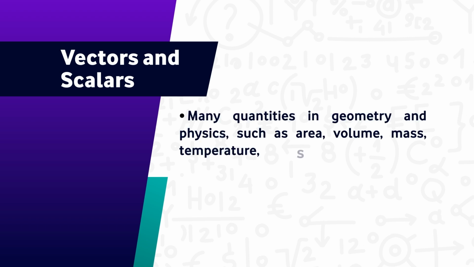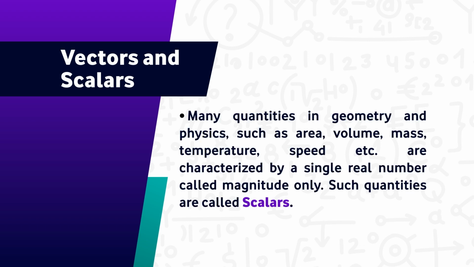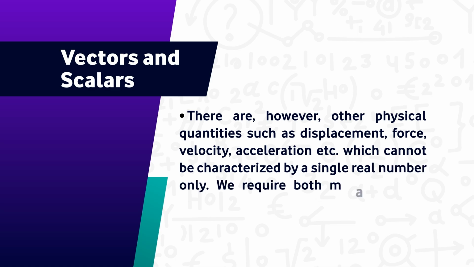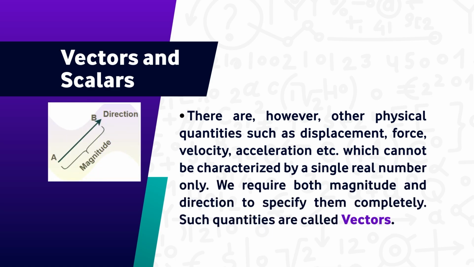So, vectors are in fact quantities which require both magnitude and direction. There are two types of quantities: scalar quantities and vector quantities. Scalar quantities are those which can be represented only by a single real number, that is, a magnitude. Examples are mass, volume, area, temperature. But there are quantities wherein we need both magnitude and direction, like velocity, acceleration, force, displacement.